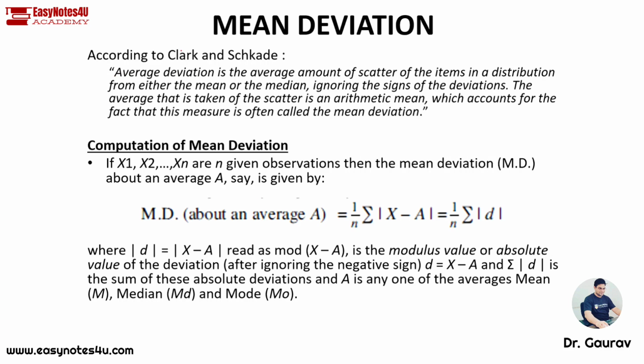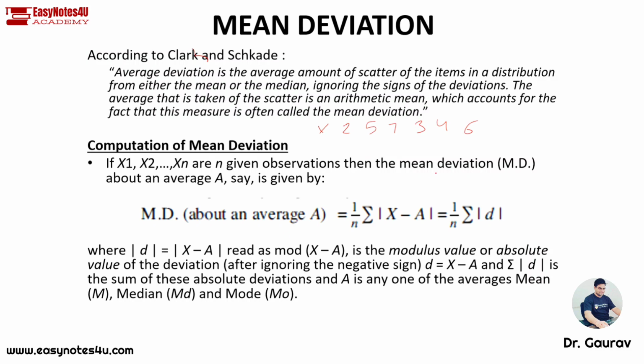For example, a series is given like that. This is the series of x: 2, 5, 7, 3, 4, 6. So how can we calculate the mean deviation from that? You can take the mean deviation from the mean, or from the median. Here we are just calculating the mean deviation from the mean.